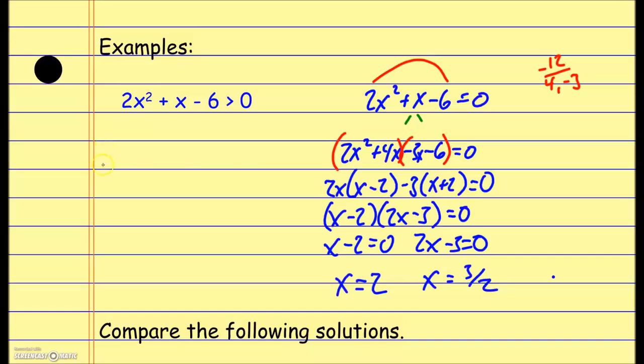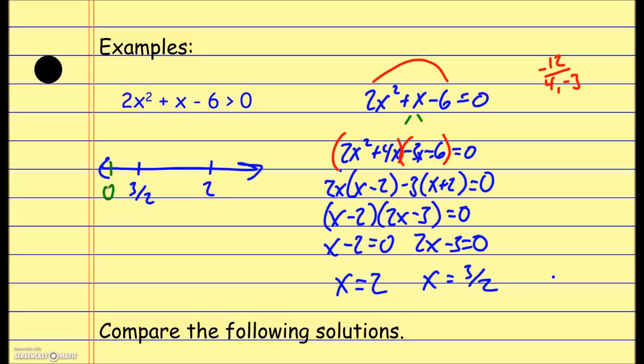Once again, I plot this on a number line and try to figure out, am I going to shade inside or outside these values. I've got the 3/2, which is like 1.5, and I've got the 2 up here somewhere. So think about where 0 is. That's the easiest point to choose. It's down here somewhere, so I'm going to plug that 0 in.